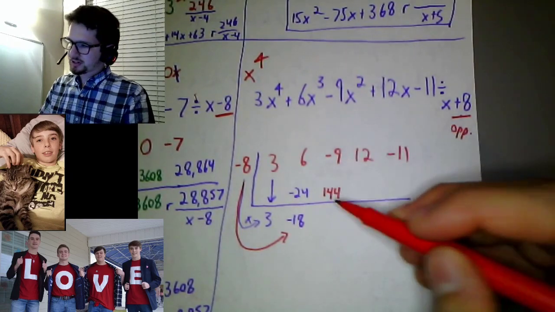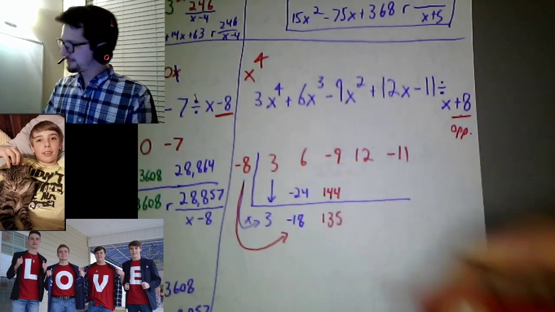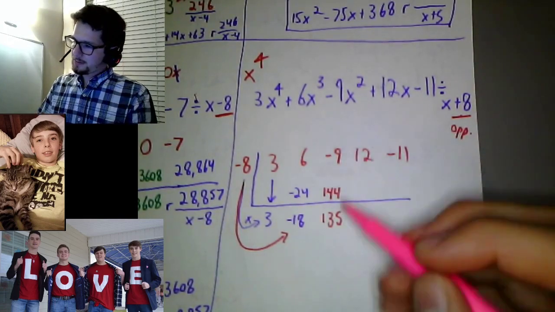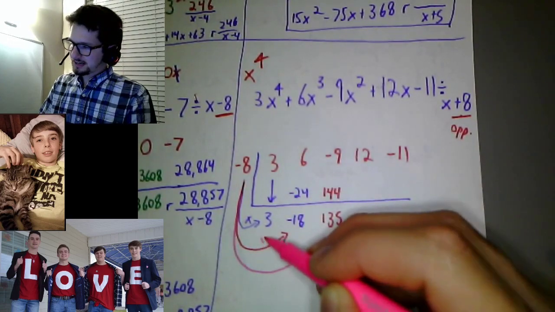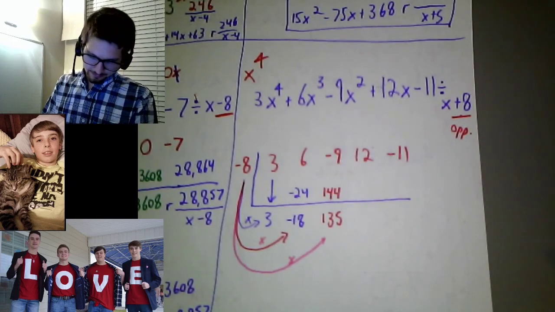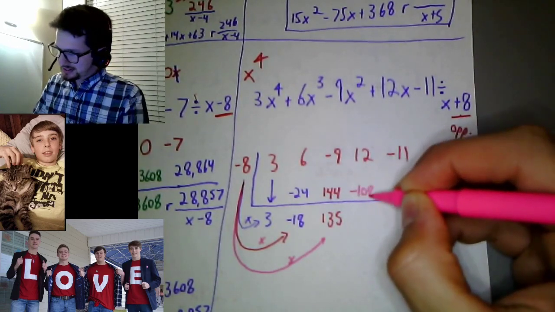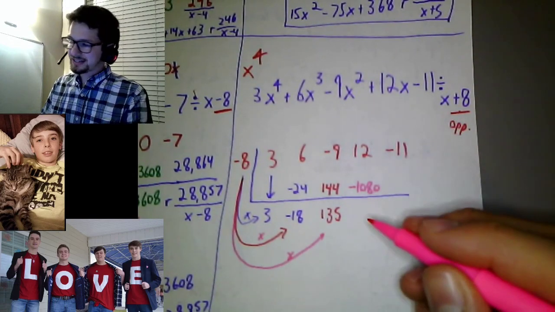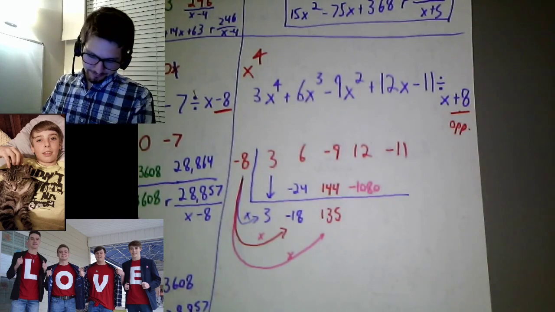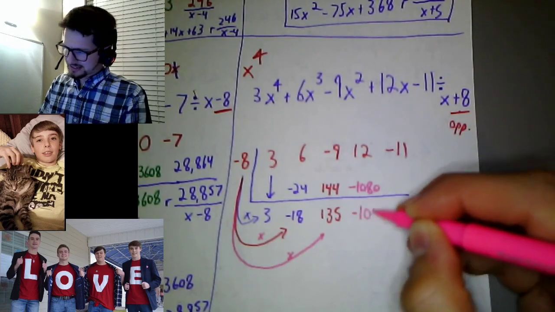Alright. So what's 144 combined with negative 9? I get 135. Next number, negative 8 times 135. I get negative 1080. What's negative 1080 combined with 12? I get negative 1068.